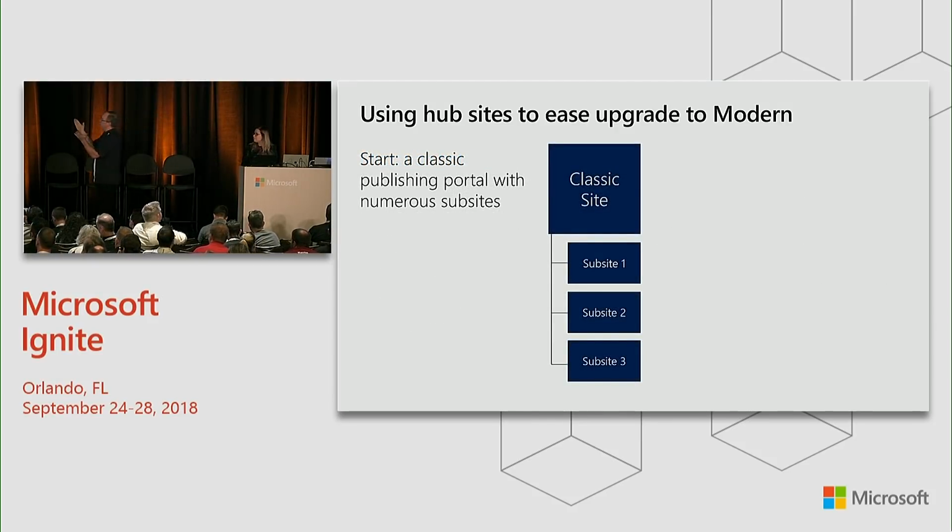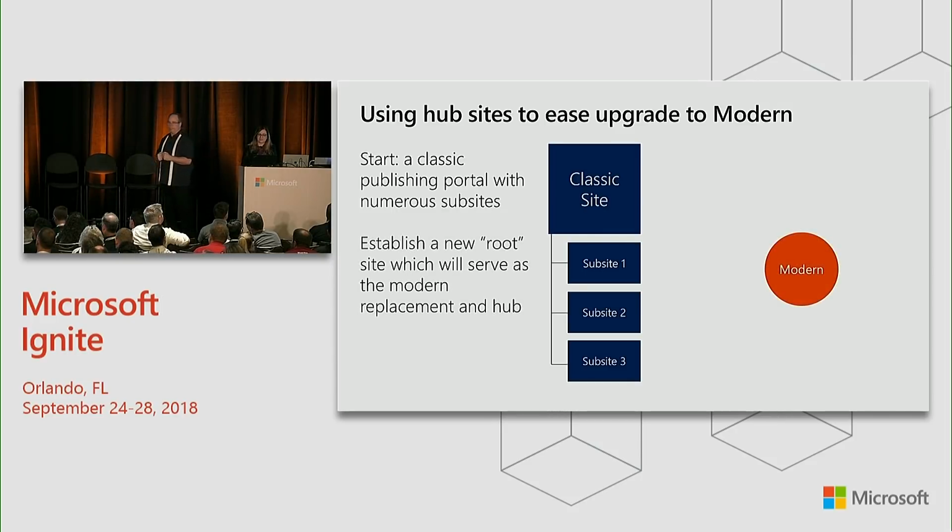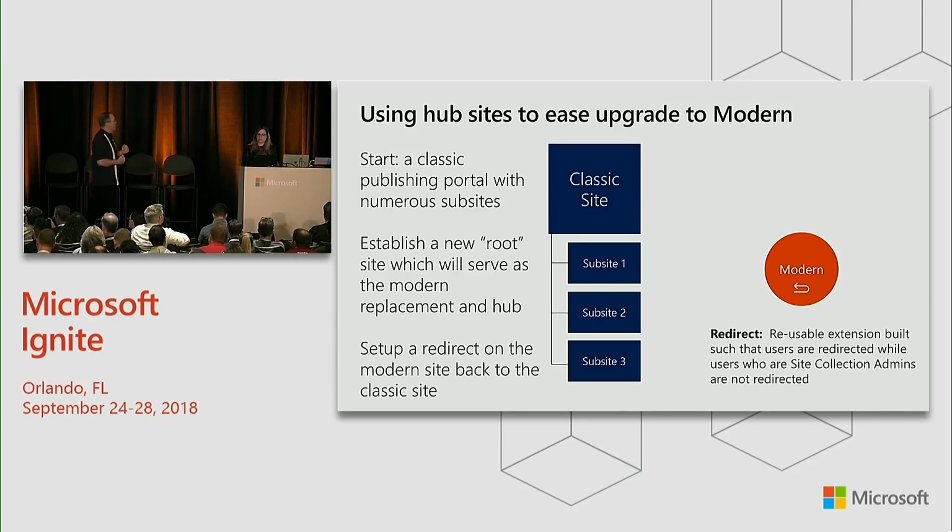So here's your standard site collection, just like I'm sure a lot of you have, with the main site at the top, lots of subsites underneath. The first thing we do is go ahead and provision a new modern communication site. And that will serve as the basis for our new site collection. And what do we do next? Is it working now? Yeah. Fantastic. So the first thing we do is we install a redirect tool.